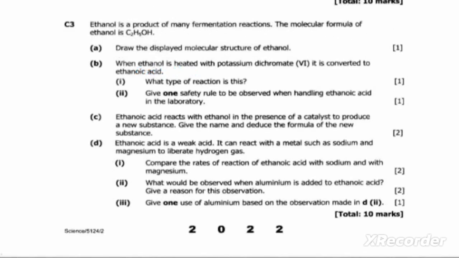We shift to the next question, which is question B, Roman numeral 2. Give one safe rule to be observed when handling ethanoic acid in the laboratory. So ethanoic acid is a very dangerous acid. Therefore you need to consider some protective measures in order to refrain from the harm that may be presented by the ethanoic acid.